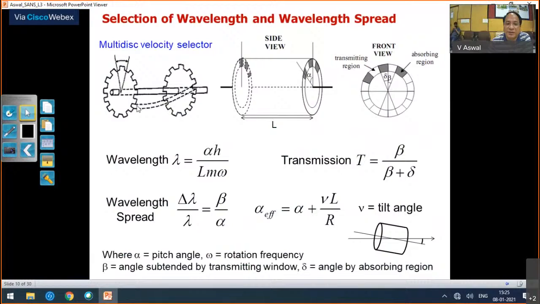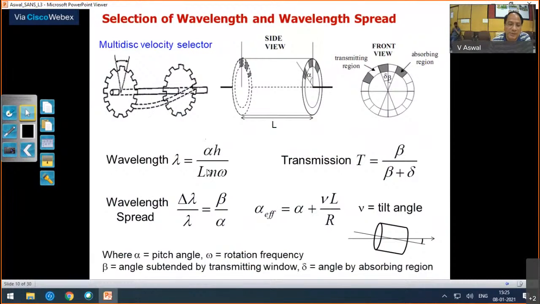And then L is the length. So length is typically about a foot, 30 or 40 centimeters around. And omega is the frequency by which it is rotated, as I said, typically around 10,000 RPM. So that decides your lambda. So you can move from, let's say, 4 angstroms to 20 angstroms.